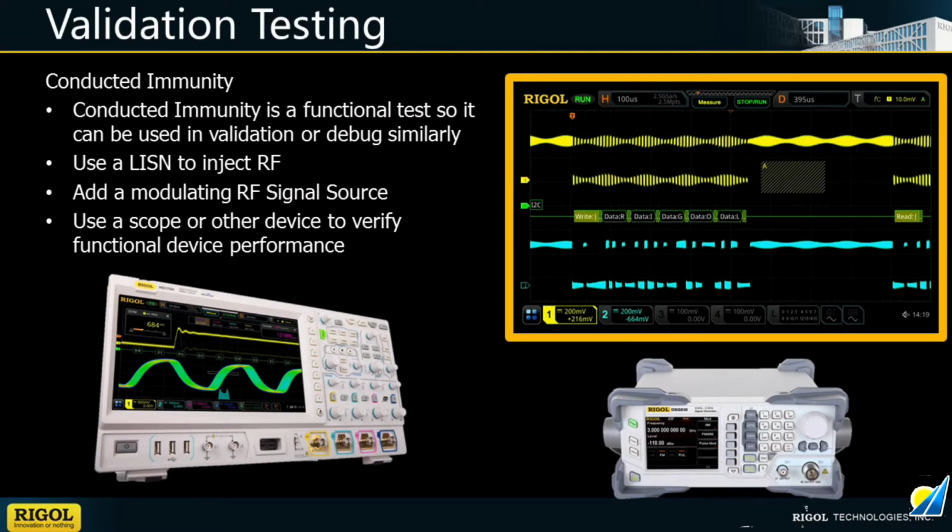So that was all about radiated immunity testing with a TEM cell. Let's look at a slightly different approach where we can now look at some conducted immunity. By conducted immunity, we're talking about RF power coming in through the power line and how that affects the performance of our board. So this is, again, a sort of validation or a debug test where we're going to use a scope on this same product. Let's go ahead and take a look at how we set up this test.